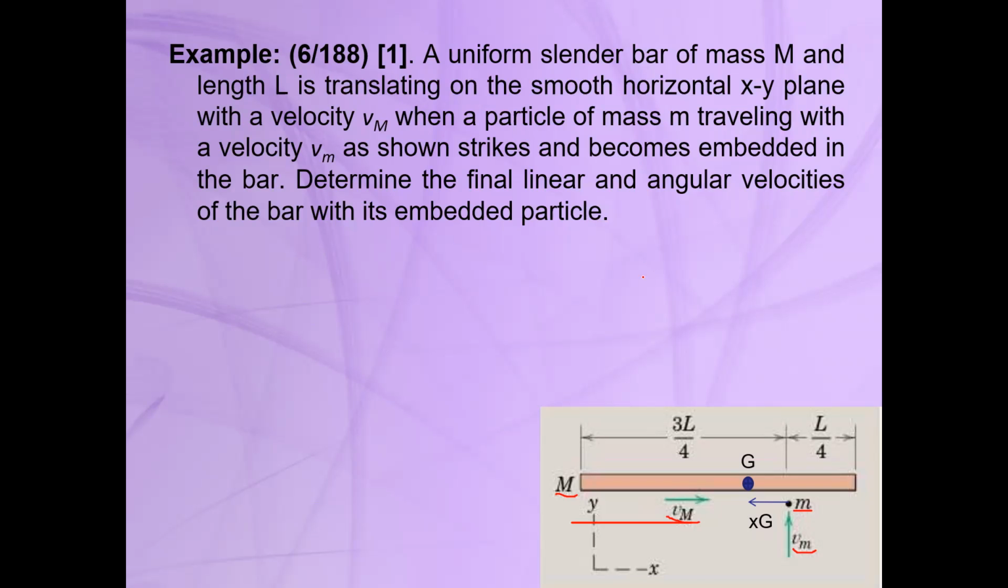So the linear velocity can be easily obtained from the conservation of linear momentum, but for the angular momentum, we can use the angular momentum impulse equation. So we consider that after the impact, the position of the mass center for the compound system, which includes the particle with mass m and the bar, is at point G2, and xg is the position of G2 with respect to the point of the impact.